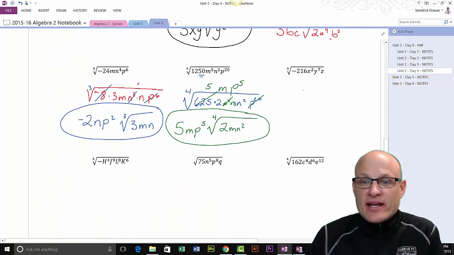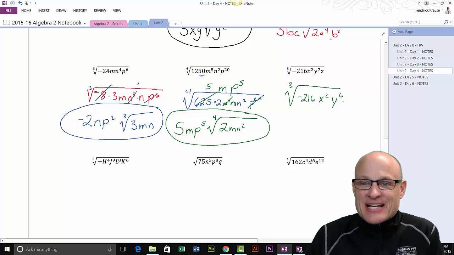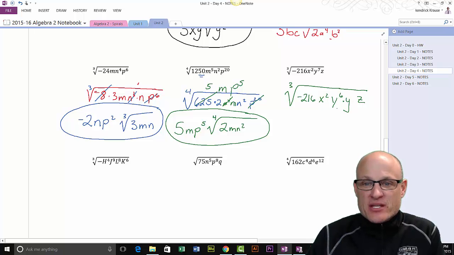And I don't care the fact that it's negative, but I do have some other things I need to rewrite. So I'm going to leave the negative 216 there. x squared, can't touch that. Can't touch that. y to the 6th times y. You got to split that up a little bit. And then z. So the only thing I really had to split up on that one was that y to the 6th and y. So the cube root of negative 216 is negative 6. The cube root of y to the 6th is y squared. And I'm left with cube root of x squared yz.